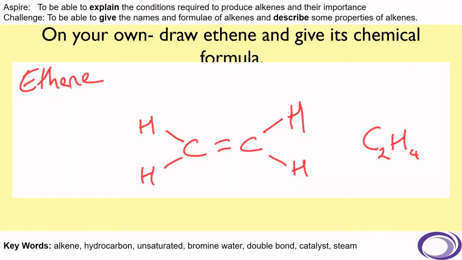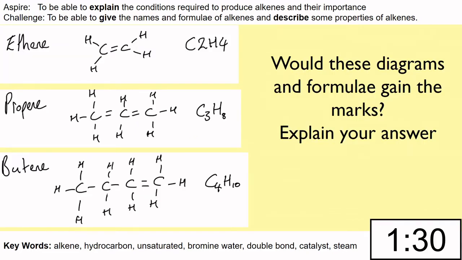So you should have something like the molecule seen on screen. Ethene's chemical formula is C2H4. Now, let's just change this around a little bit.